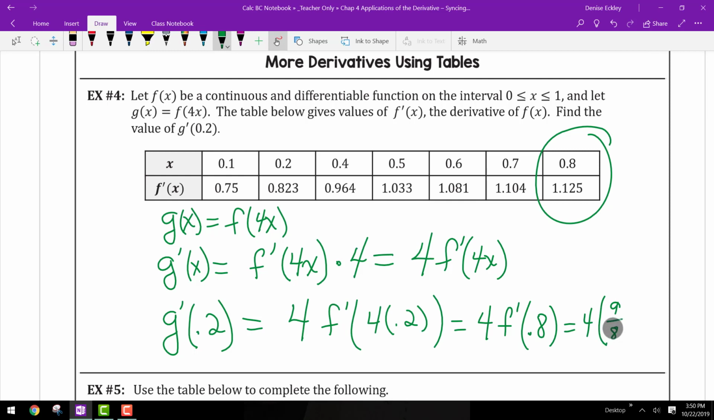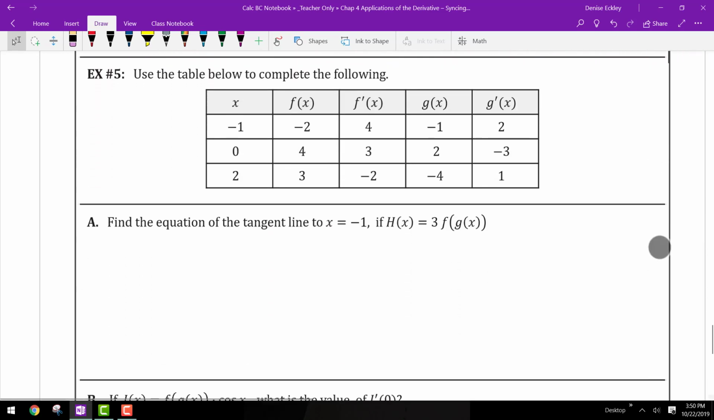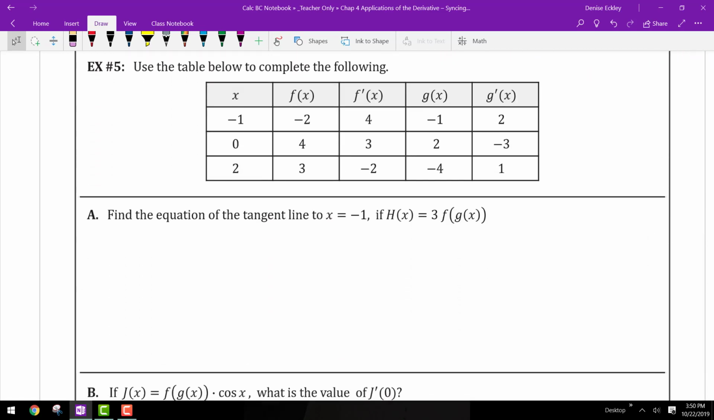Simplifying that, we get 9 over 2, which is 4.5. So that's the answer, 4.5. Okay, next table example. So we're going to use this table to answer the following questions.